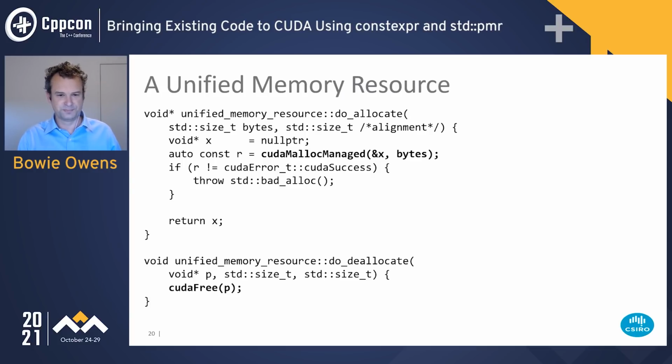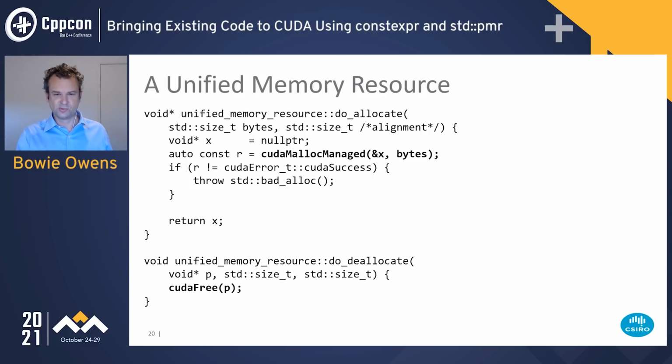It's relatively straightforward. We just delegate allocate to cudaMallocManaged and cudaFree to do the deallocation. There's a couple of simplifications that I've made here. First, I've assumed that the memory is suitably aligned, so I'm ignoring that there's an alignment parameter on the allocation. And the second simplification is I'm going to assume that the caller will always deallocate all the memory that they have allocated, so that they are responsible for avoiding any leaks of memory. And of course, if something goes wrong, then we throw a bad_alloc to indicate failure.